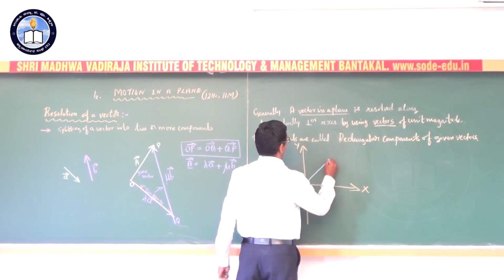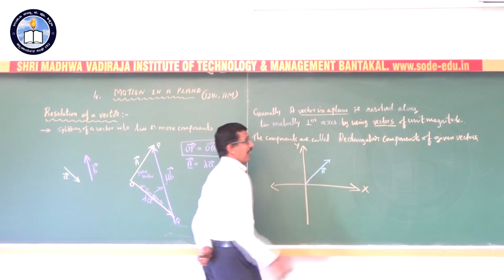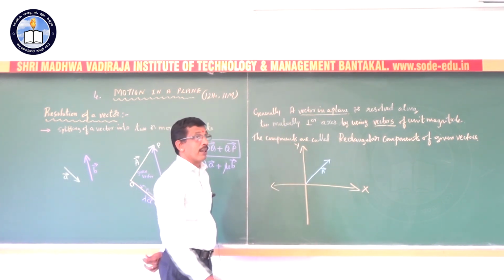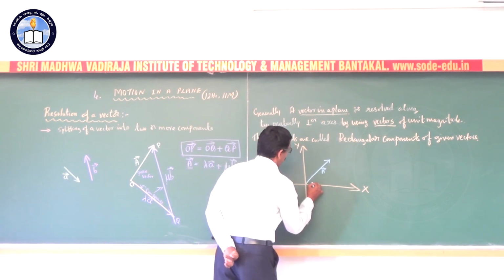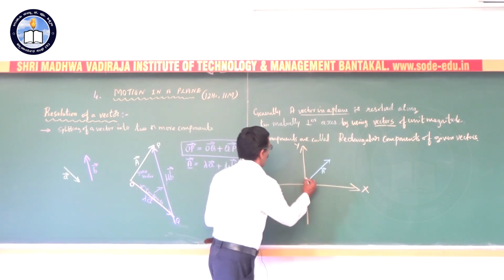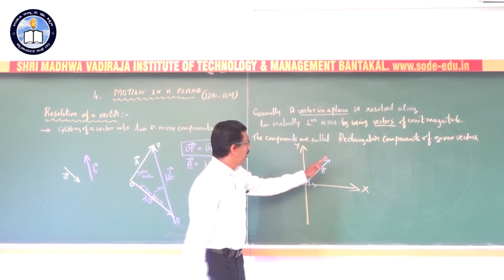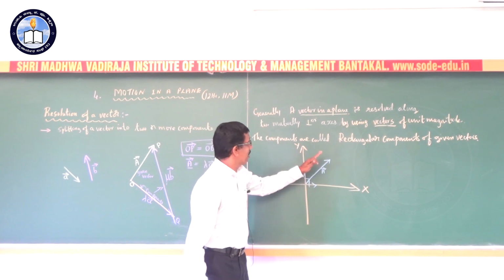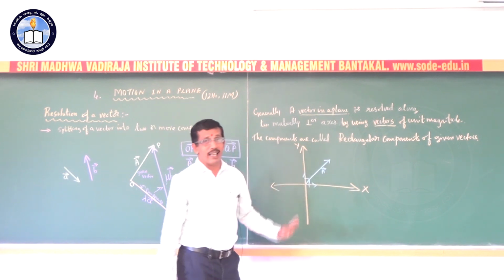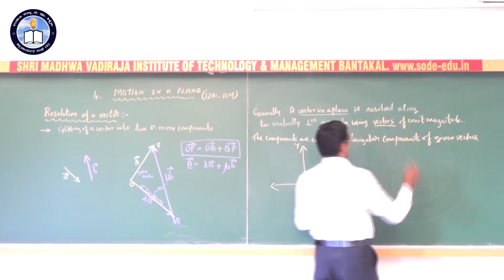This is a general vector. This general vector is represented as the sum of components along two perpendicular axes, that is components along x-axis as well as components along y-axis. So, a vector in a plane is resolved along two mutually perpendicular directions or axes with the help of vectors of unit magnitude.